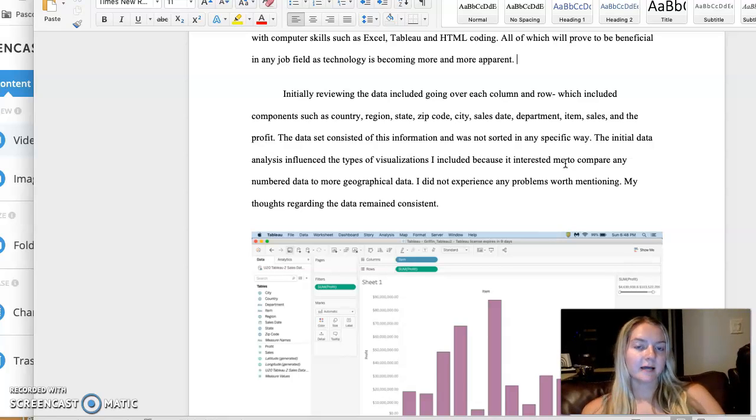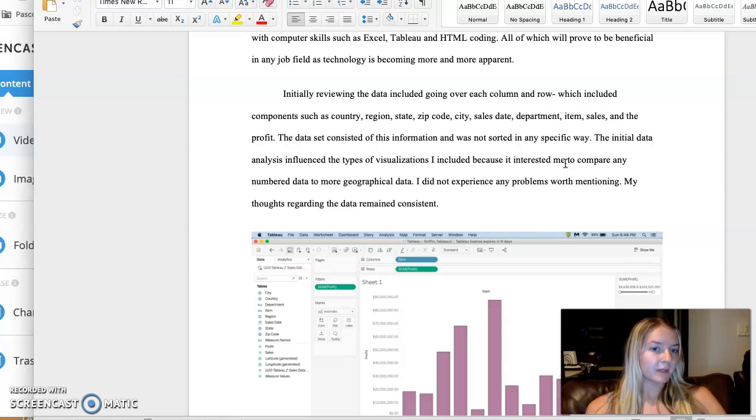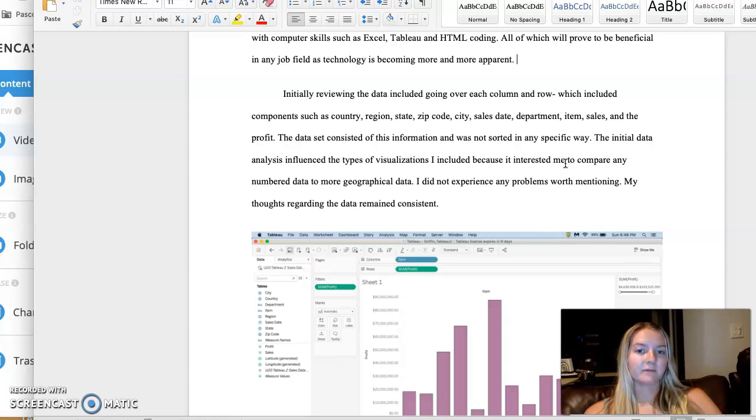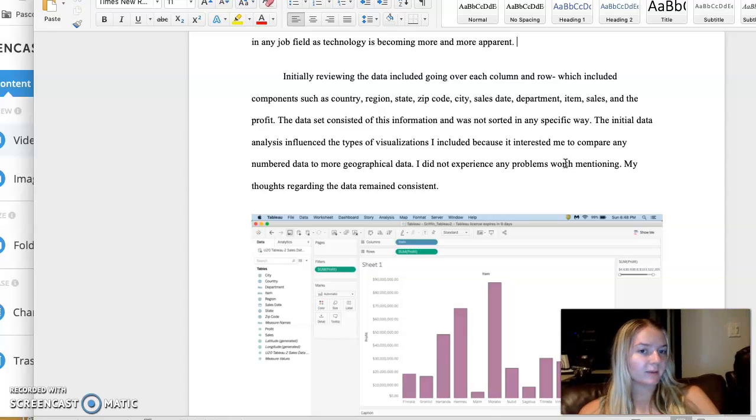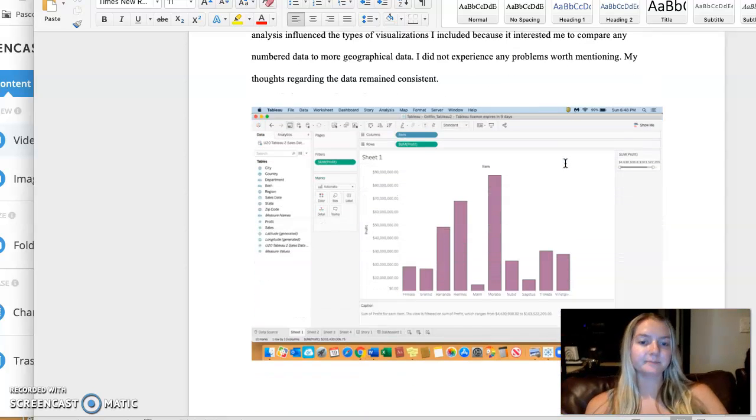Initially reviewing the data included going over each column and row, which included components such as country, region, state, zip code, city, sales date, department, item, sales, and the profit. The data set consisted of this information and was not sorted in any specific way that I noticed. The initial data analysis influenced the types of visualizations I included because it interested me to compare any numbered data to more geographical data. I did not experience any problems worth mentioning. My thoughts regarding the data set remained pretty consistent.